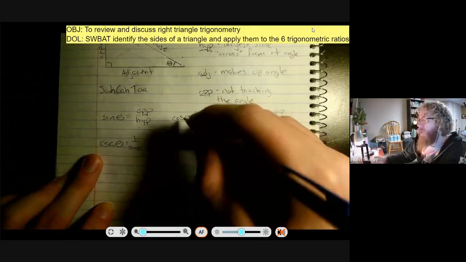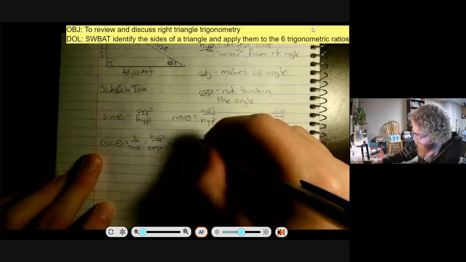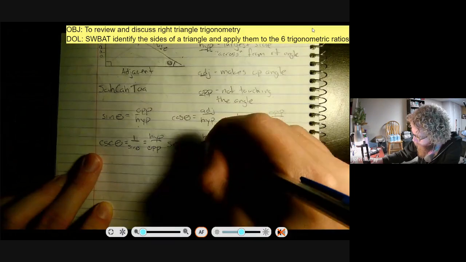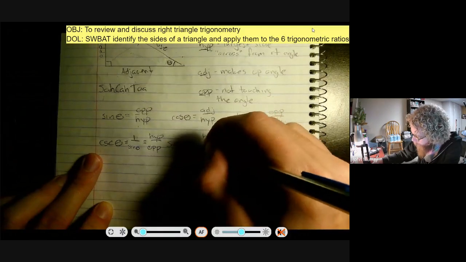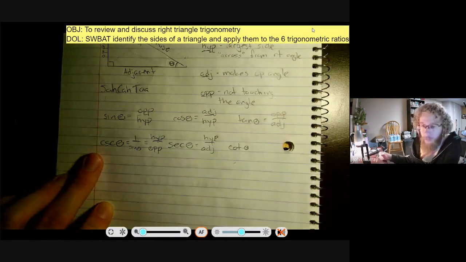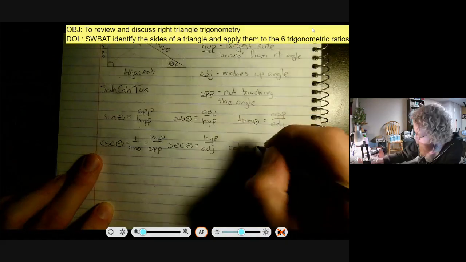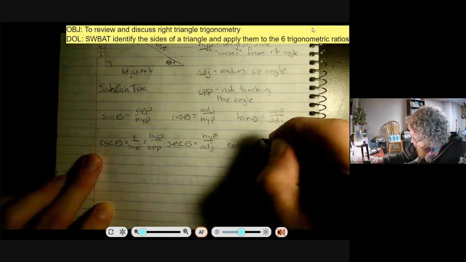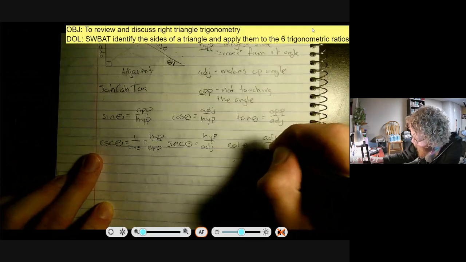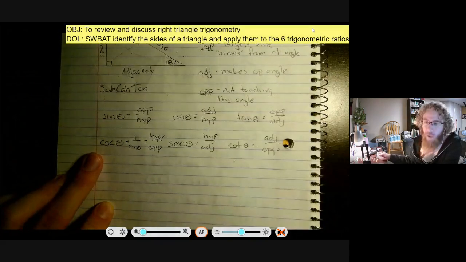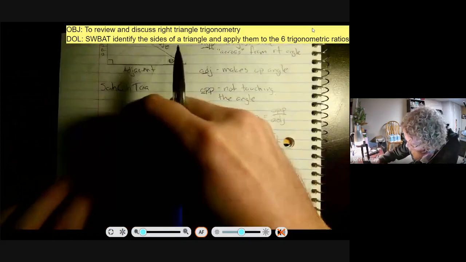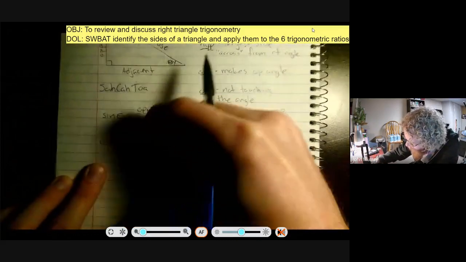Okay, secant is the reciprocal of cosine. So that is going to be the hypotenuse over adjacent. And then cotangent, we flip tangent, adjacent over the opposite. All right, so let me just make this a little neater and get rid of that there.